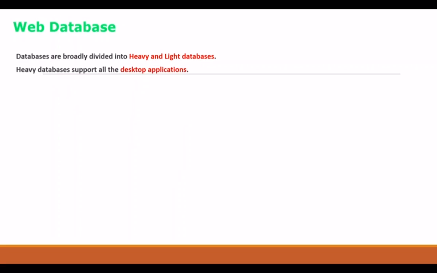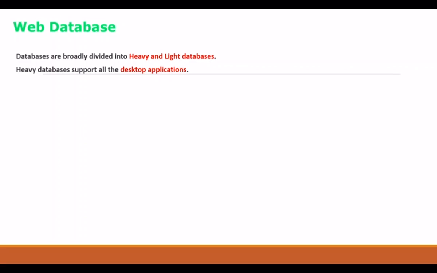Web database. Databases are classified into two: heavy databases and light databases. So let us see what a heavy database is. Heavy databases support all the desktop applications. So all the applications which are used on the desktop are supported by heavy databases.